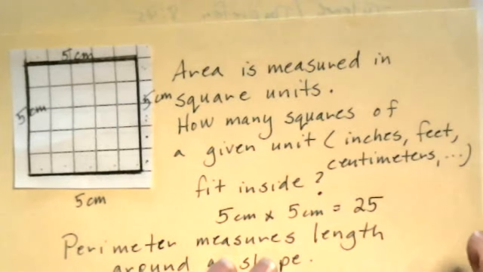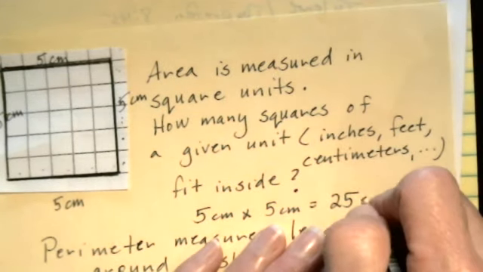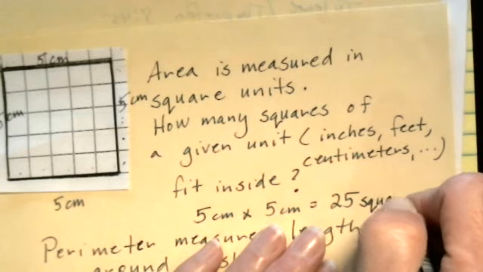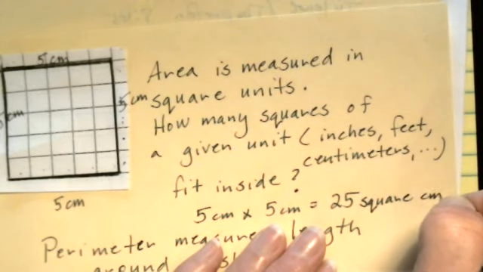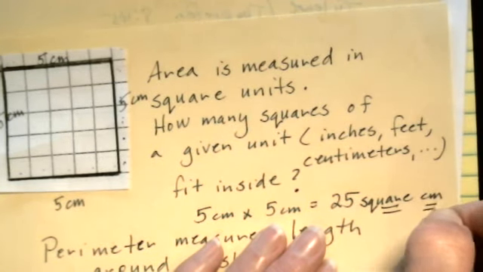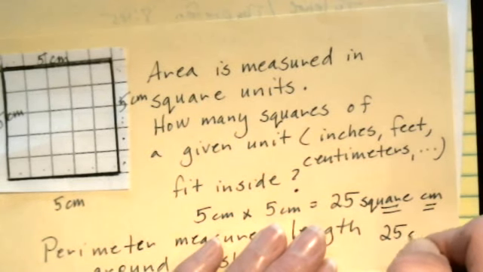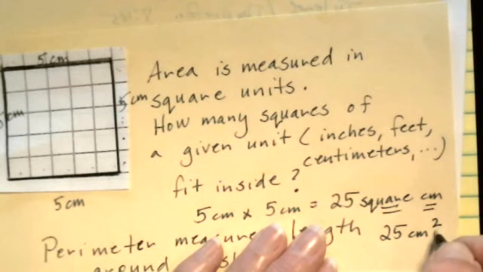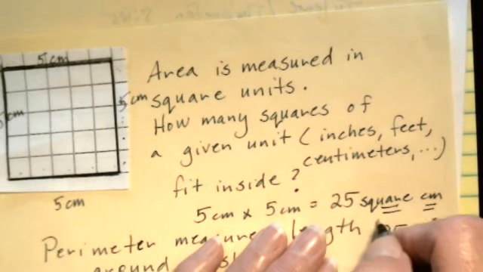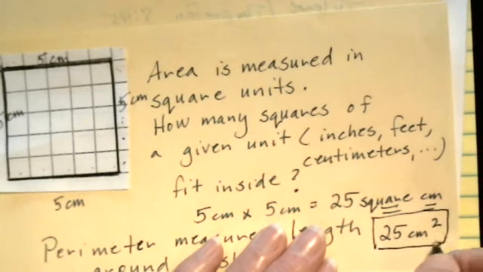But when you are saying area, you have to say square centimeters. Or sometimes we write 25 centimeters with a little 2. That little 2 means it's two-dimensional, length and width. That's what that 2 stands for. Okay? So area has to have square units marked. If you just put 25 centimeters, it's incorrect.